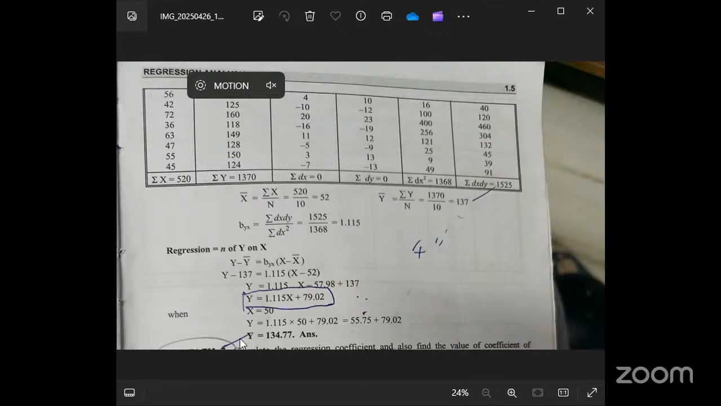79.02. So when x equals 50, what happens? We have the equation y equals 1.115x plus 79.02. We replace x by 50 and see what happens. So y equals 1.115 into 50 plus 79.02, which is 55.75 plus 79.02. So y equals 134.77. That is what we got when x is 50.